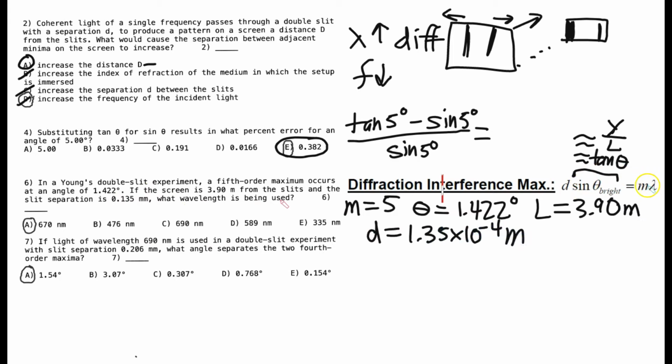So we want the wavelength. Y over L, we don't necessarily need that per se, because we know that we have the angle. So we can just say d times sine theta bright divided by m is lambda. So just put the numbers in. Let's see what I get for lambda.